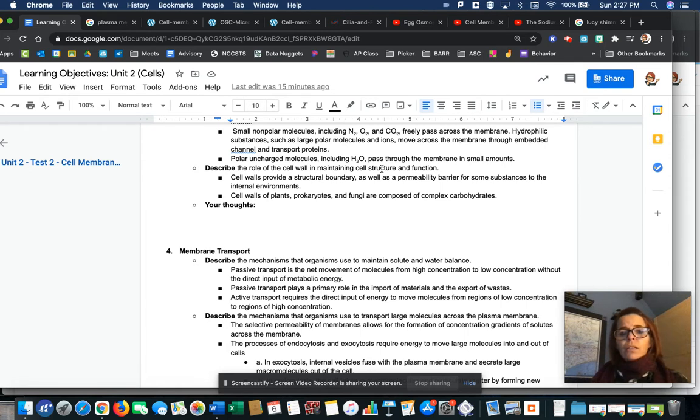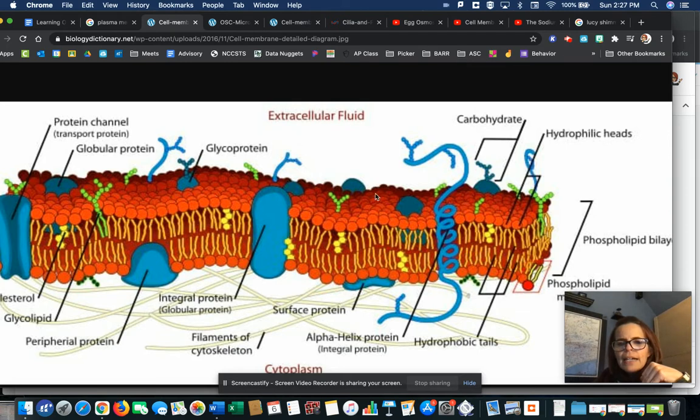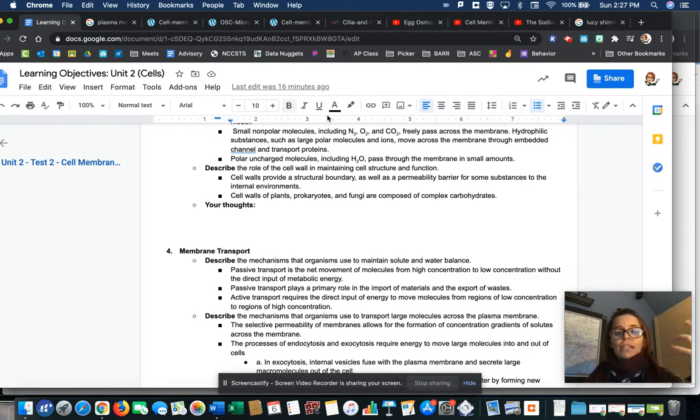So small nonpolar molecules, nitrogen, oxygen, carbon dioxide, can pass freely right through the membrane. So if I were going to pull out that image again, carbon dioxide, oxygen, and nitrogen can pass right in between these phospholipids. They go straight through the cell membrane. They don't need any kind of help whatsoever, and they go through efficiently.